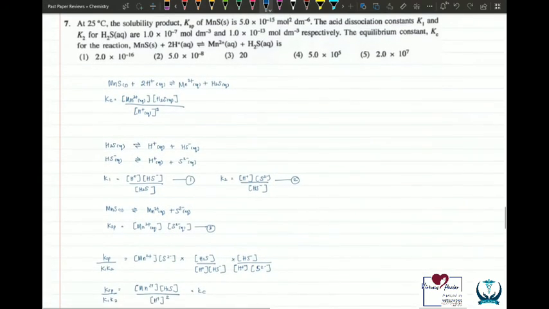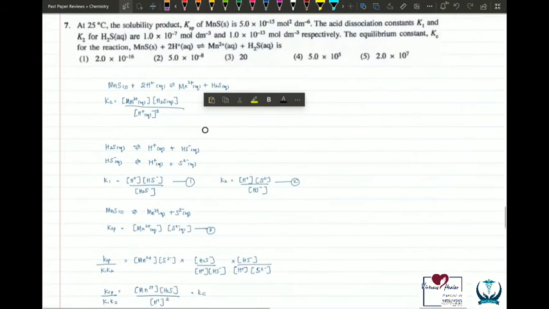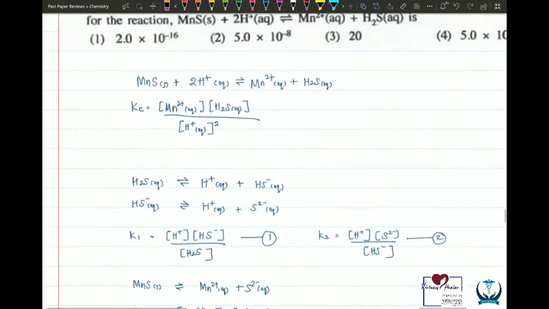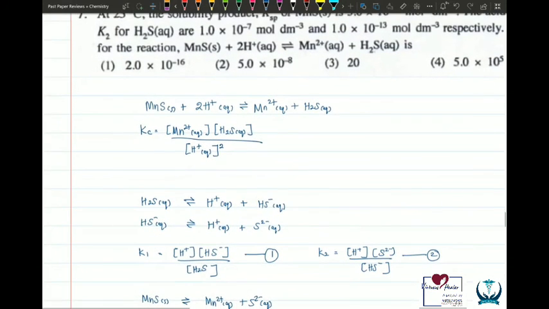Question number 7. At 25 degrees Celsius, the solubility product Ksp of manganese sulfide is 5 into 10 to the power minus 15 moles squared dm minus 6. The acid dissociation constants K1 and K2 for hydrogen sulfide are 1 into 10 to the power minus 7 and 1 into 10 to the power minus 13 respectively. The equilibrium constant Kc for the reaction MnS plus 2H plus, giving Mn2 plus, plus H2S. So first we have to find out what we need.